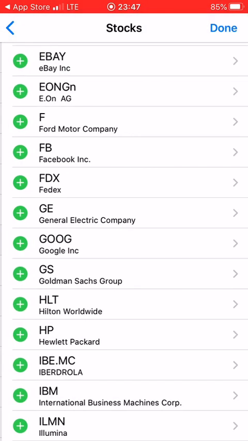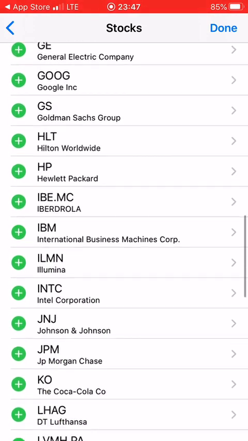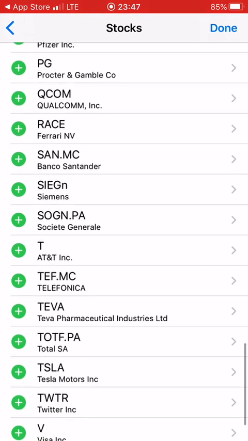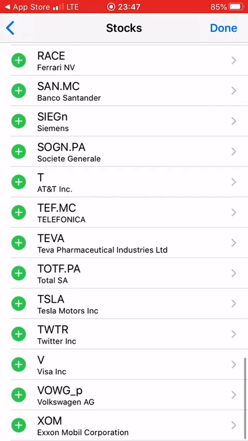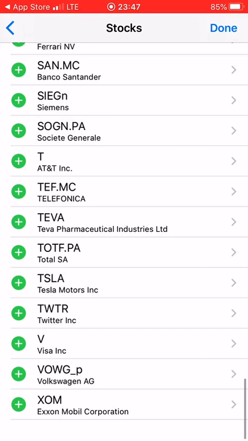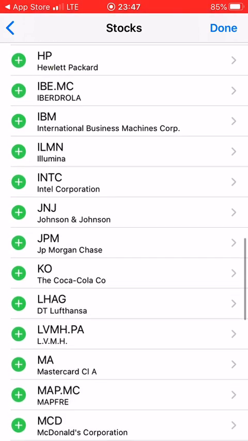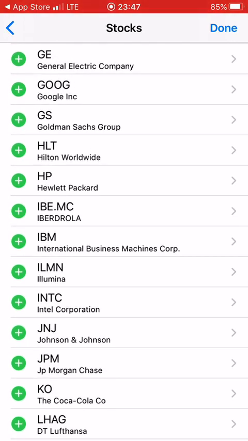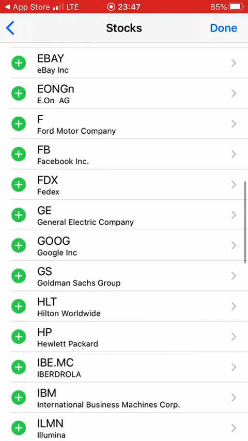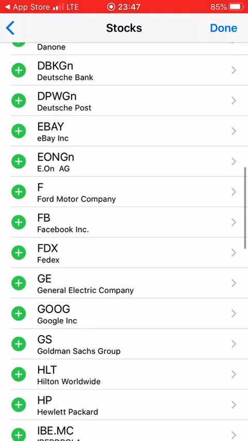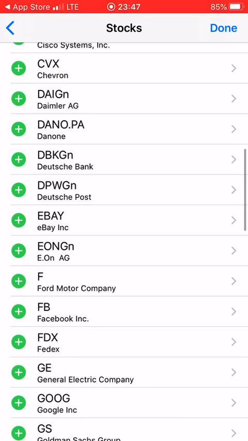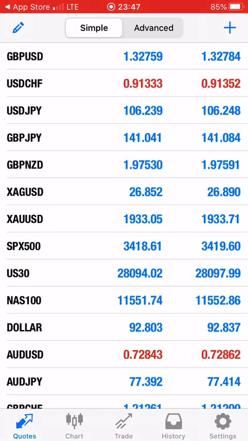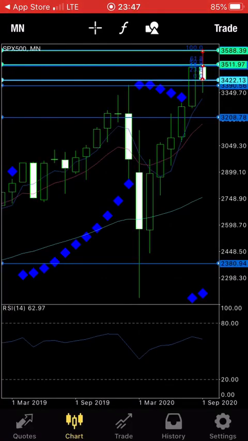And then you got stocks as well. You got eBay, Apple, Hilton, McDonald's, Pfizer, Procter and Gamble, Visa, Twitter, Tesla, ExxonMobil, MasterCard, Intel Corp, Johnson & Johnson, IBM, International Business Machines, Goldman Sachs, Google, GE, Facebook, Ford, and SPX500.